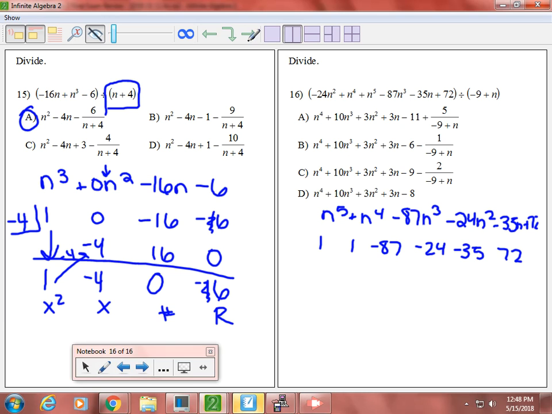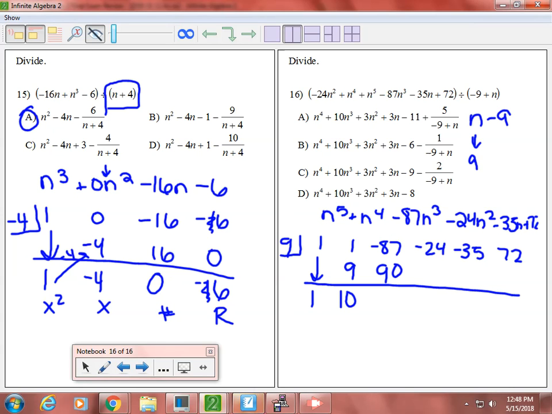If I rewrite this, it's really saying n minus 9. So this should be a positive 9 that goes inside my box because I do the opposite of it. So drop down my 1, multiply it by 9 to get 9. This gives me 90, which gives me a positive 3. 27, which gives me a positive 3. 27 again, which gives me negative 8, which gives me a negative 72. And gives me a remainder of 0. So the only option that doesn't have a remainder in this multiple choice is D.